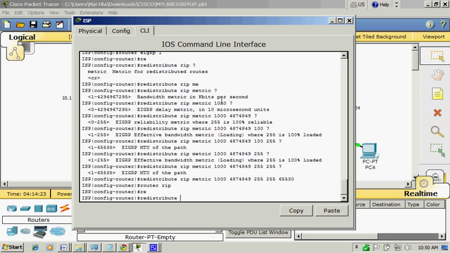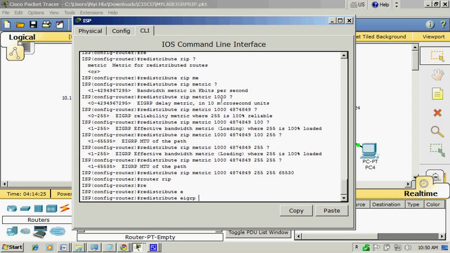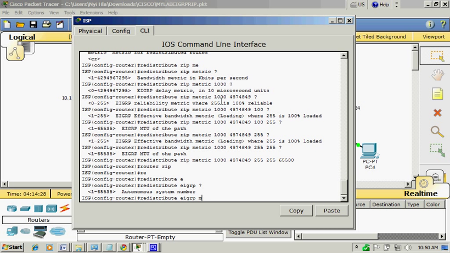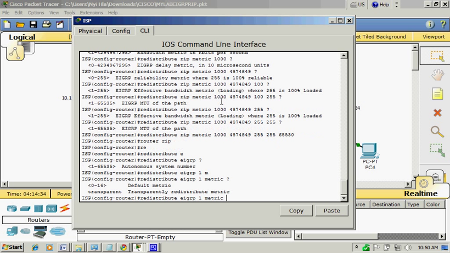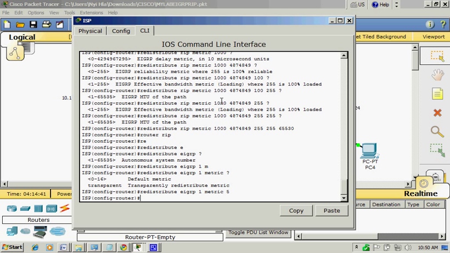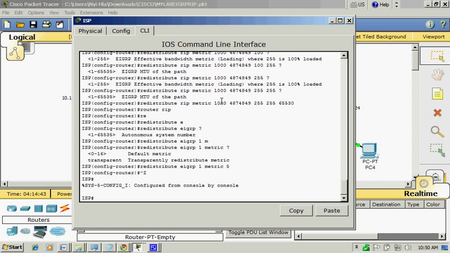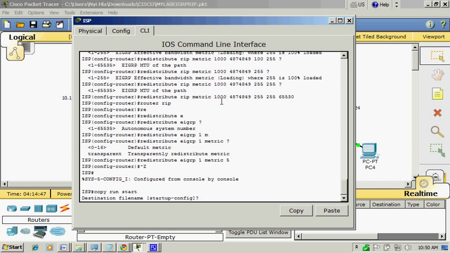Redistribute EIGRP metric, EIGRP 1 metric. In RIP, the metric is the hop count. So let's see, 5. Okay, so copy run start.